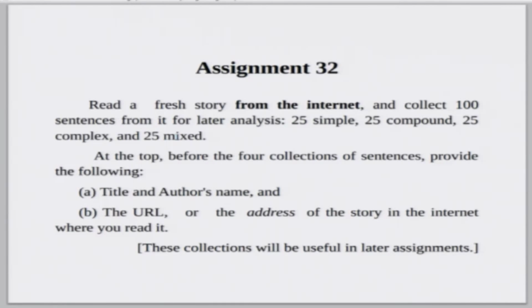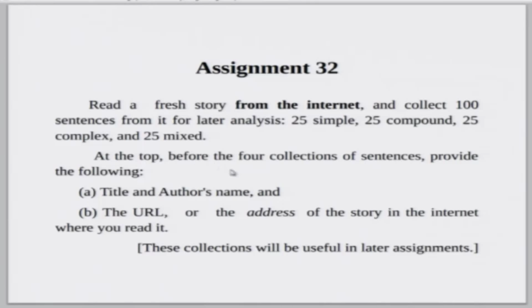This will be sort of mixed. That is, from outward look, a sentence might look like a complex sentence, but inside individual clauses may be compound, or from outside look, it may look like compound and inside clauses may be complex. Okay? So, 4 such sub collections will be there in this collection of 100, and all should be from that particular story, okay, which you read from the internet now for this purpose.